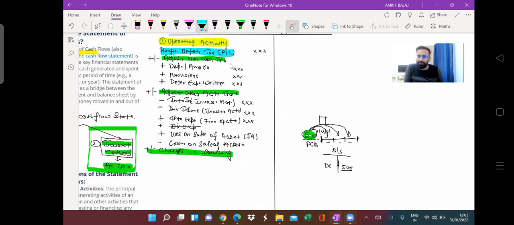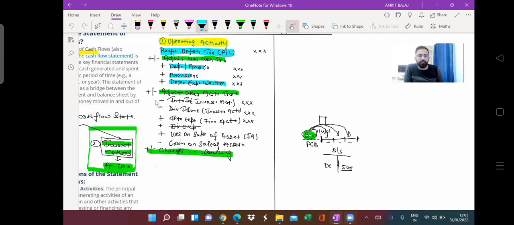We have seen what kind of non-cash transactions we record in P&L account. So first is depreciation, second is provision, third is deferred expenditure writing off. There could be several other non-cash transactions which we have to add back. If there are some non-cash incomes which we have recorded, we have to reduce those non-cash incomes.